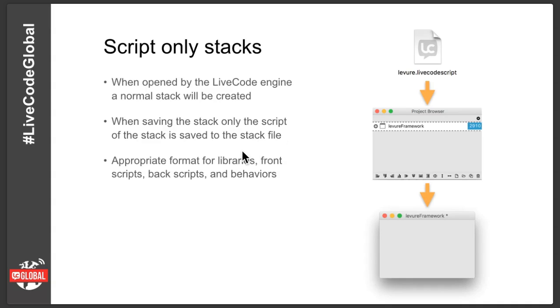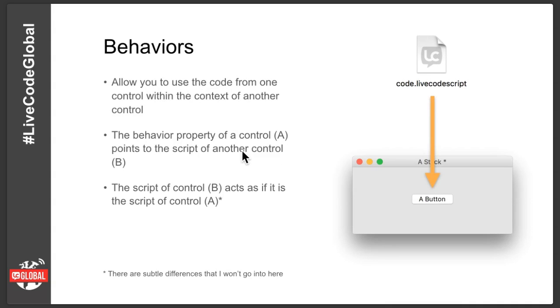Sometimes you might have to use some other assets for your libraries, but oftentimes they're just scripts, and so it makes a lot of sense to use script-only stacks for them. Now, behaviors. This is a very high-level description of behaviors. I just want you to understand this as we get in. Behaviors allow you to use code from one control within the context of another control.